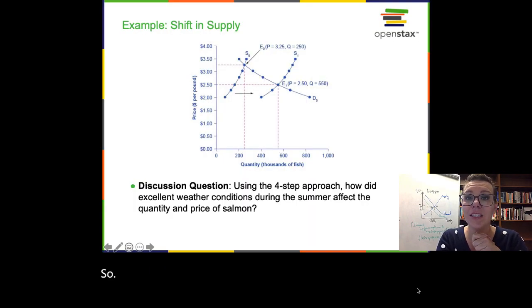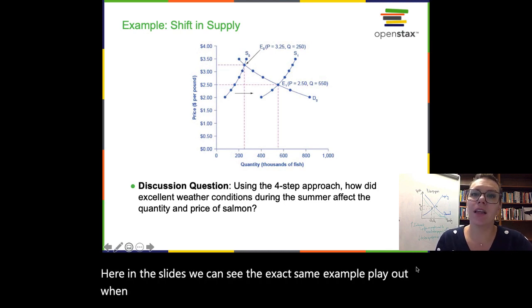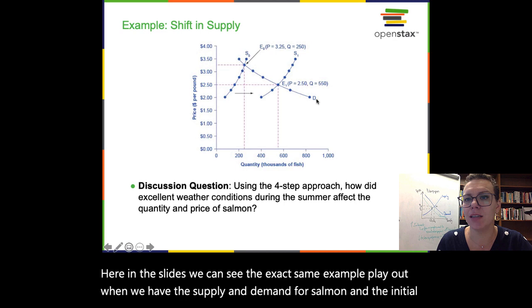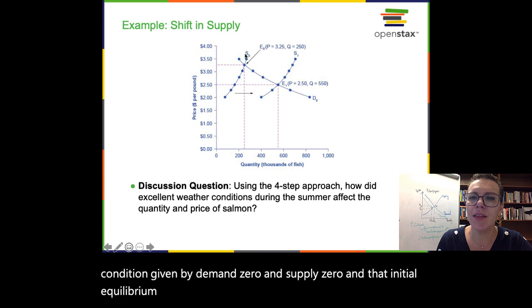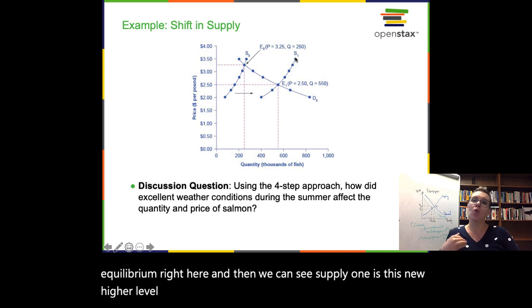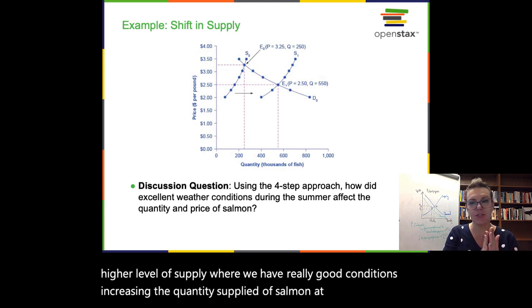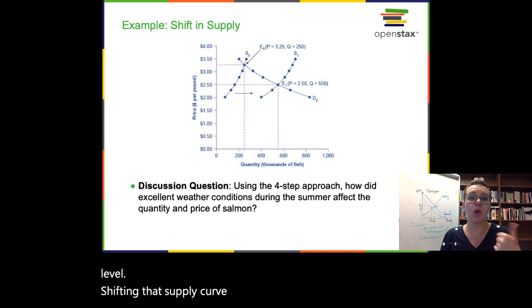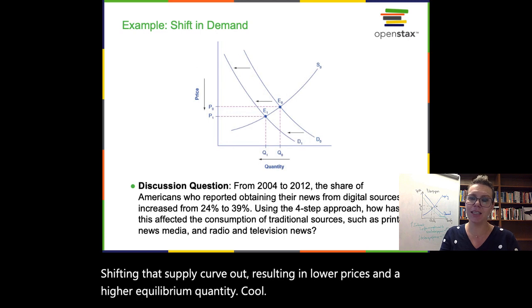Here in the slides, we can see the exact same example play out. We have the supply and demand for salmon in the initial condition given by demand 0 and supply 0, and that initial equilibrium right here. Then supply 1 is this new higher level of supply where we have really good conditions, increasing the quantity supplied of salmon at every single price level, shifting that supply curve out, resulting in lower prices and a higher equilibrium quantity. Cool?